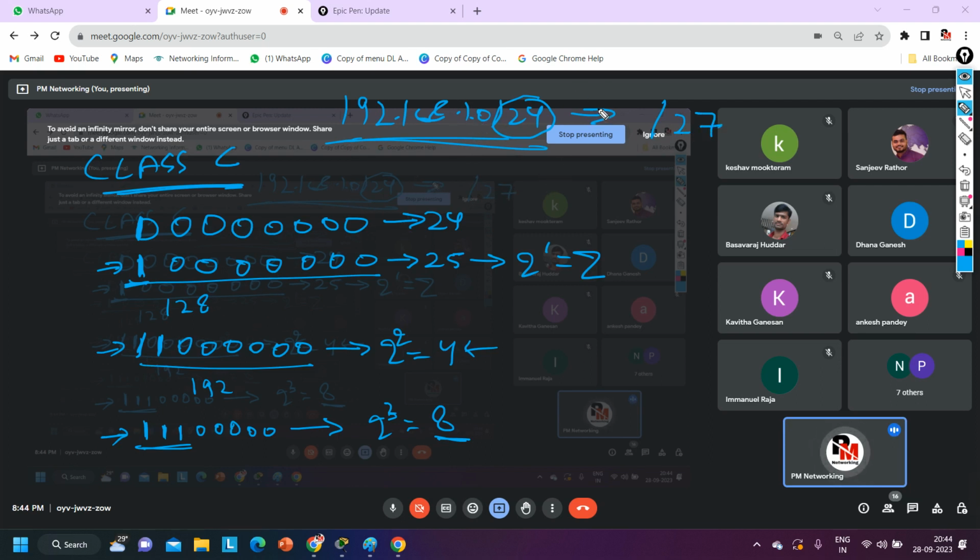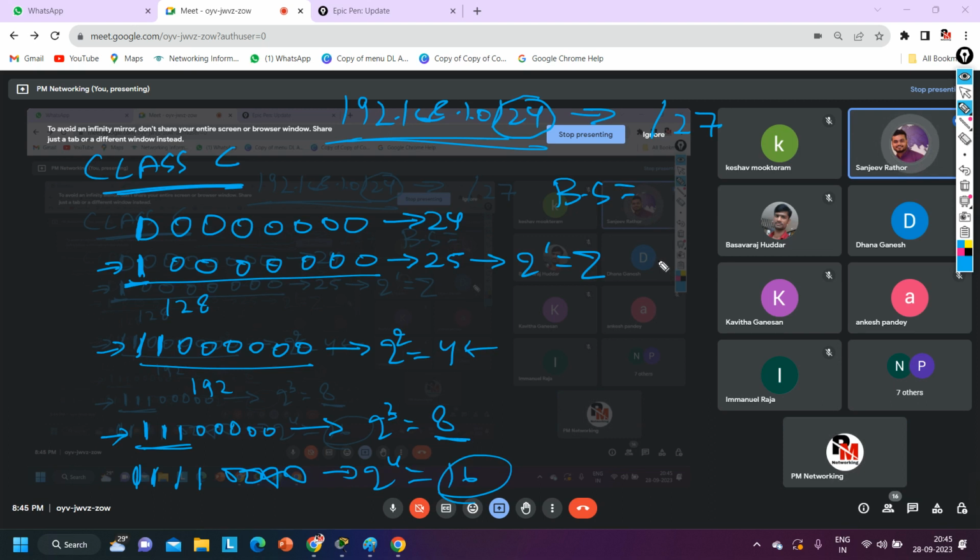And if you want to divide this network into, let's say, 16 parts, then you have to borrow 4 bits, 1, 2, 3, 4, and the rest 4 bits are 0. So here you have borrowed 4 bits, so 2 to the power 4 is equal to 16. So you will get 16 networks here. After that, what is the block size? Block size tells us the size of your network.